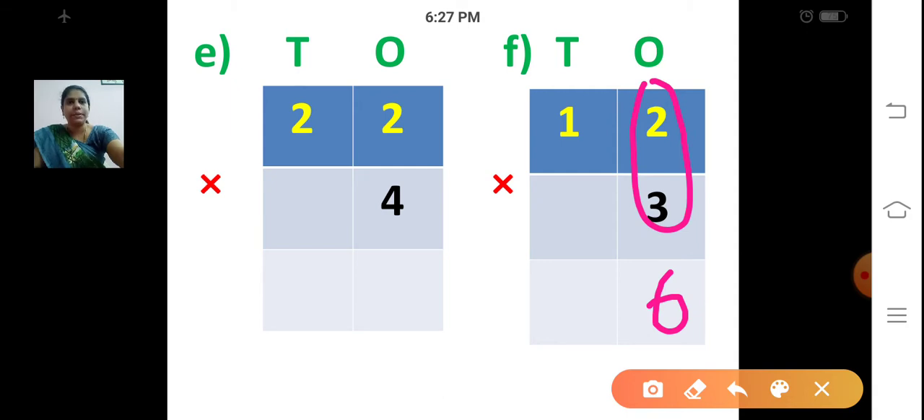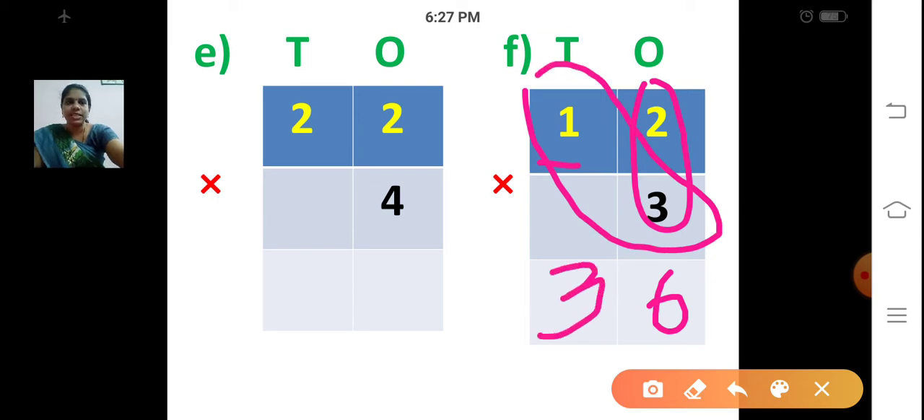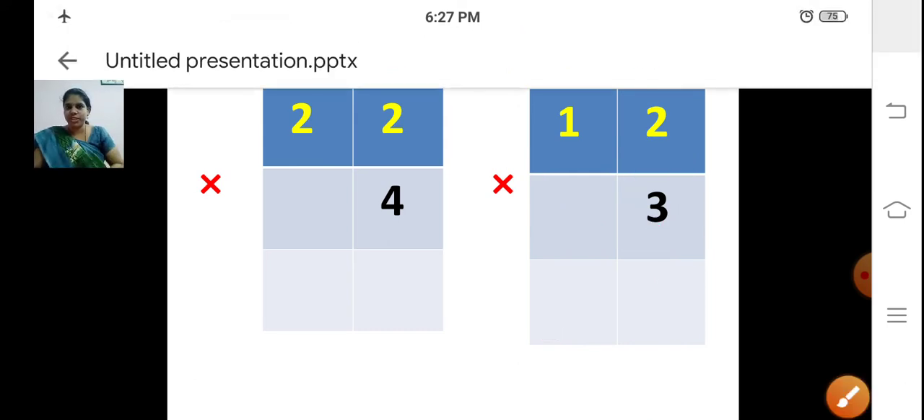The second step is to multiply the digit at the tens place. What digit do we have at the tens place now? 1, right? So we multiply it by 3. 1 into 3 is 3. So the answer is 36. 12 3s are 36. Shall we move on to the next one?